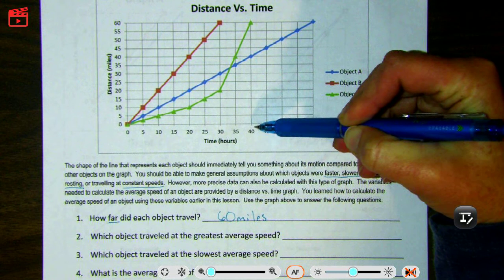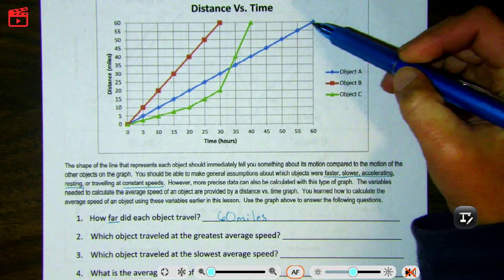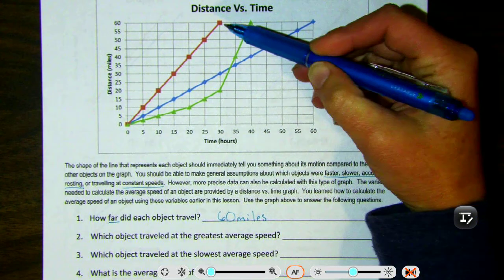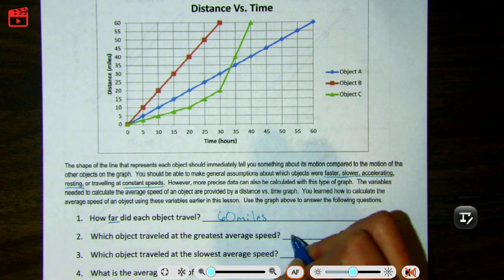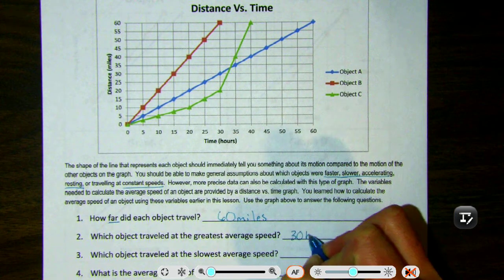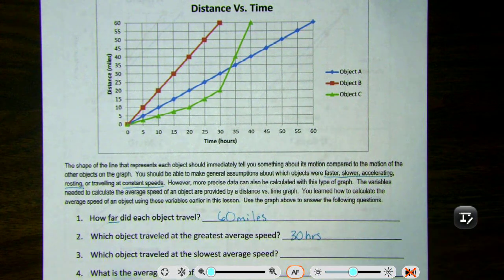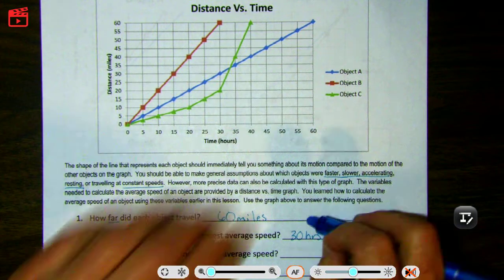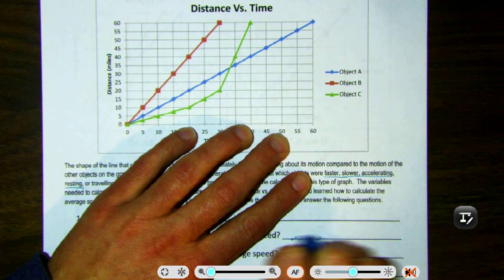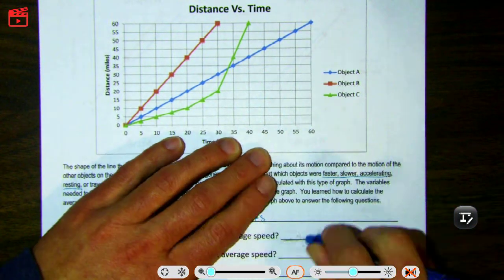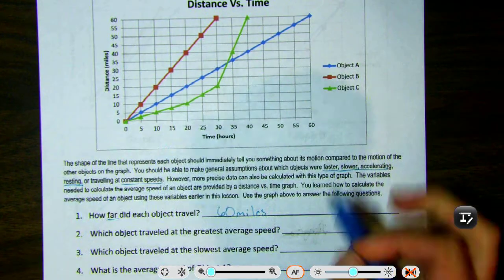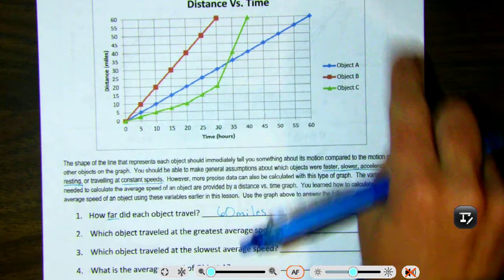So they all traveled the same distance, which was 60 miles, but it only took object B 30 hours to do it. So it obviously had to be going faster. Oops, and that's why I use this one, because I be making mistakes. That's messy. Which object? So B.